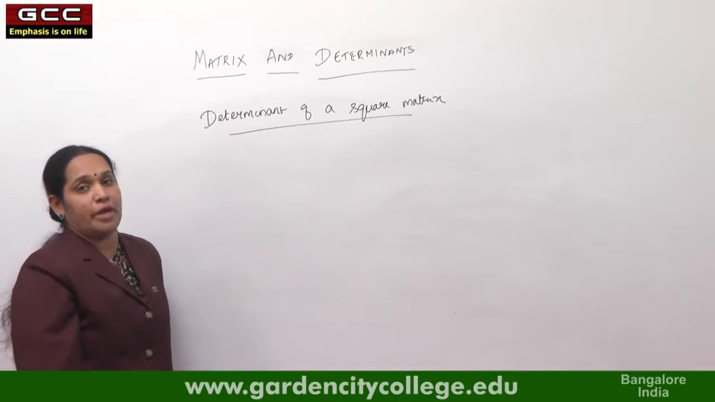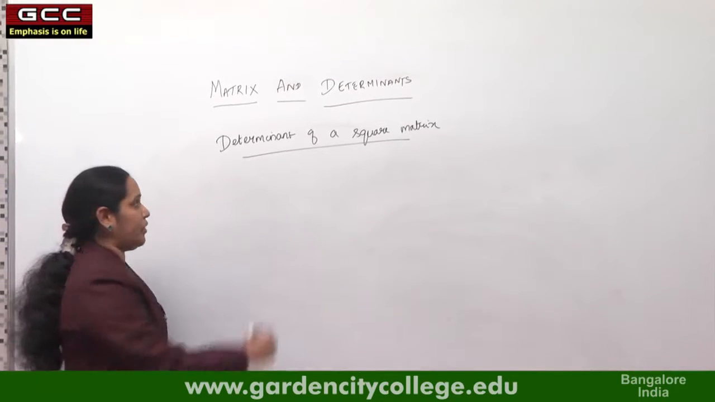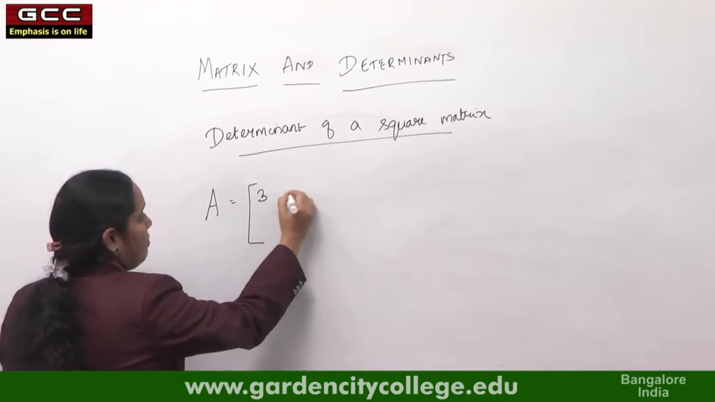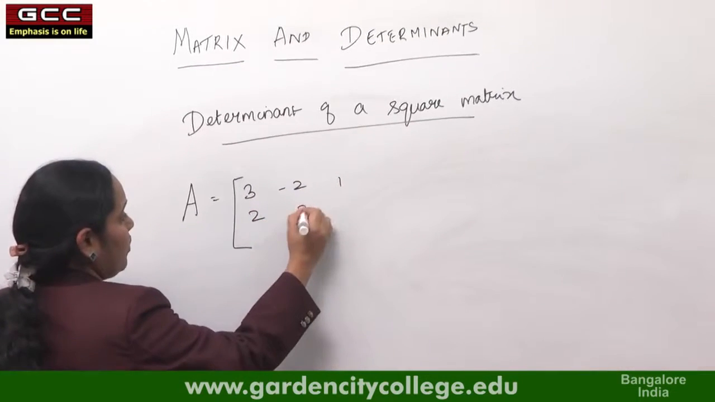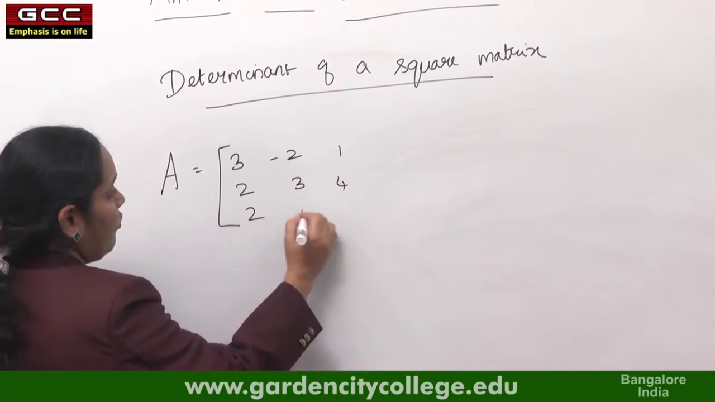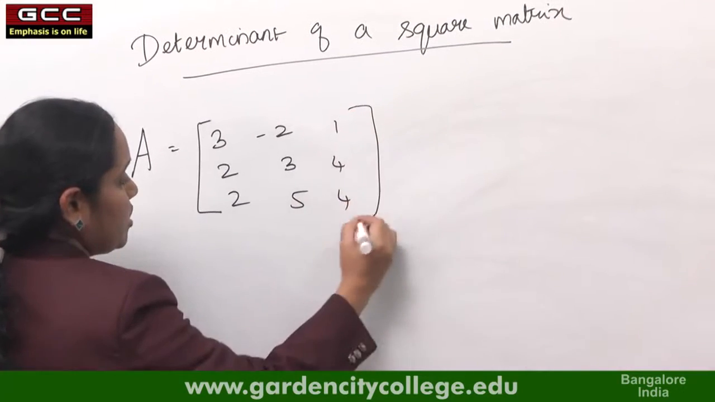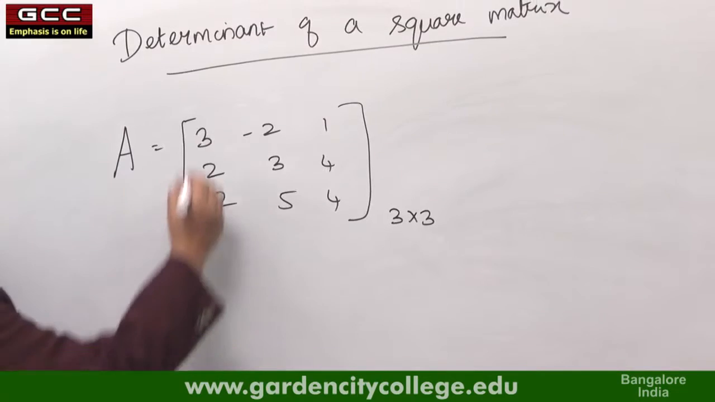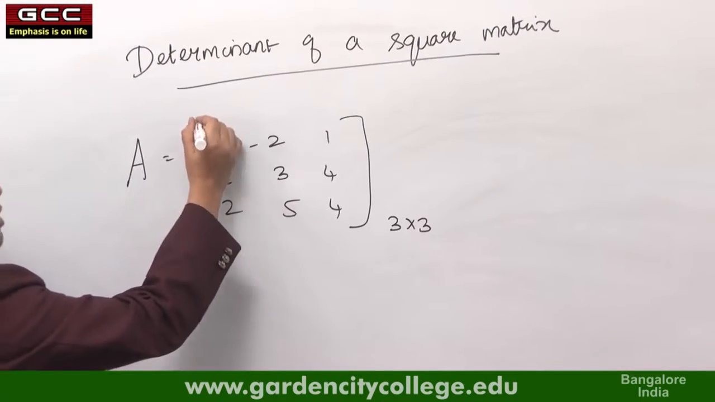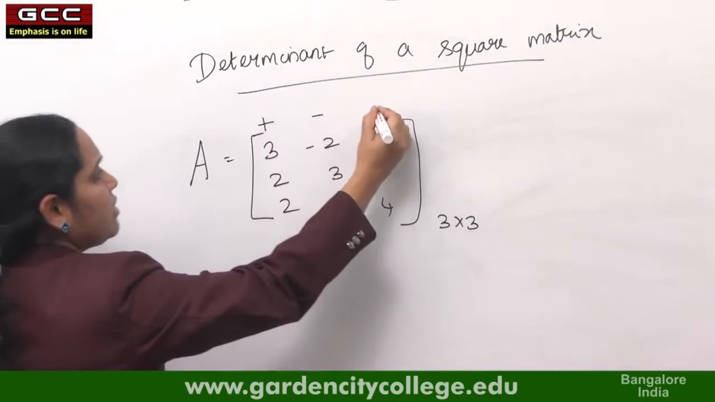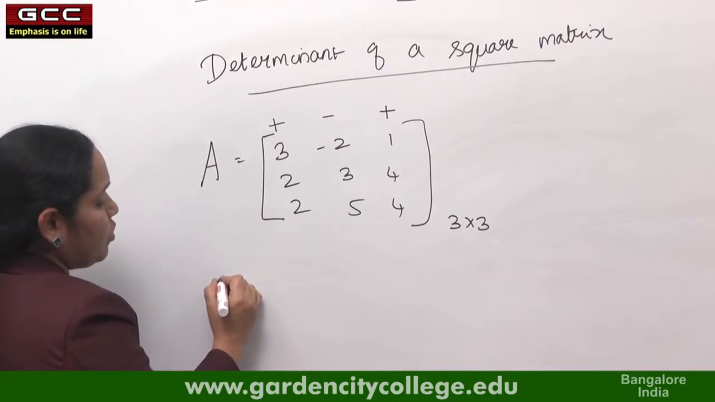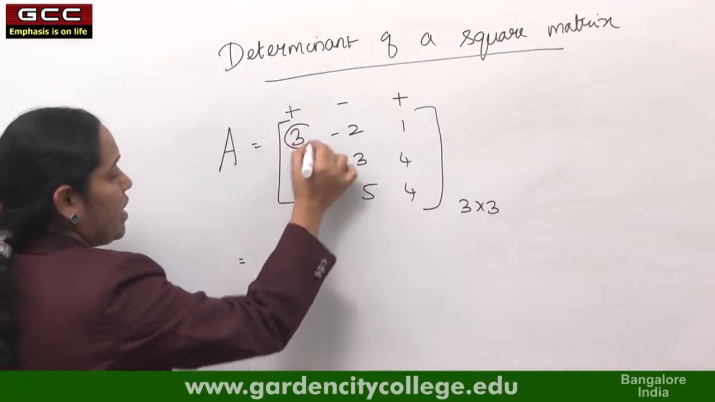Now, let us see how to find the determinant of a 3 by 3 matrix. Consider a matrix A equal to 3, minus 2, 1, 2, 3, 4, 2, 5, 4. This is of order 3 by 3. It's a square matrix. As I already said, the sign of the position, here it's plus, here it's minus, here it's plus.